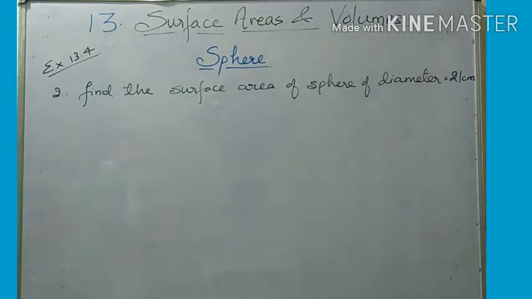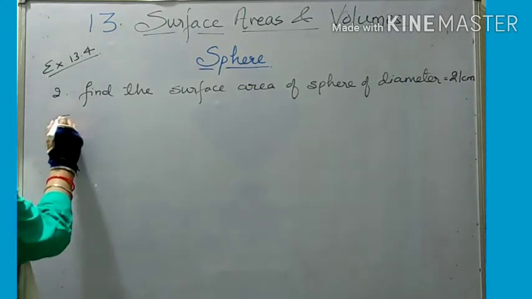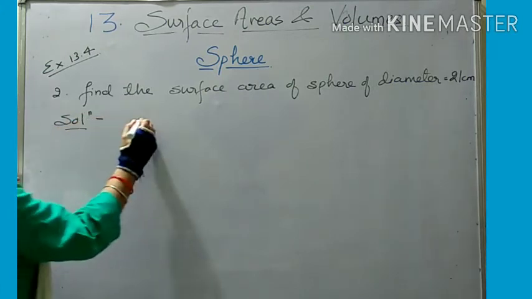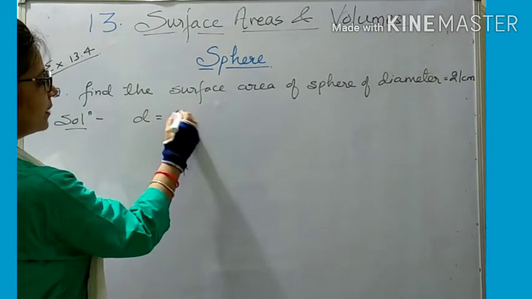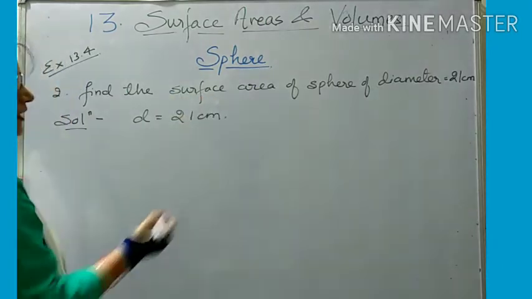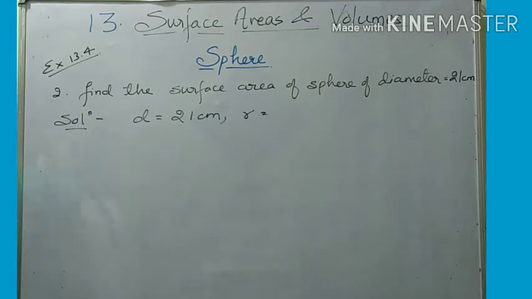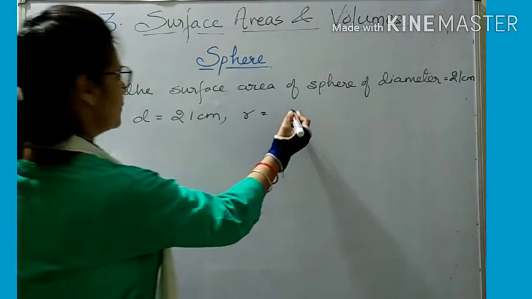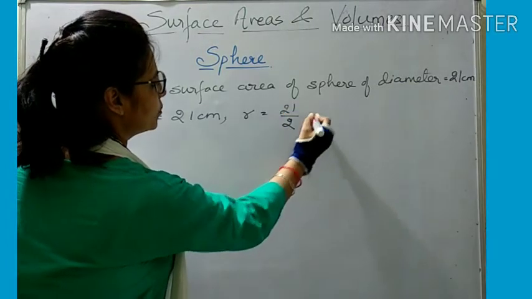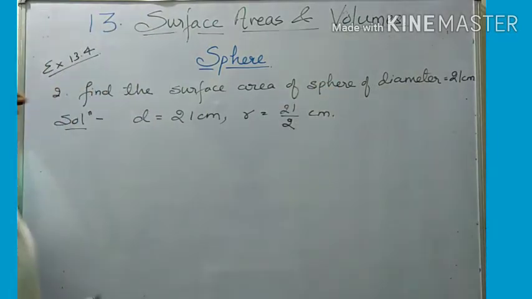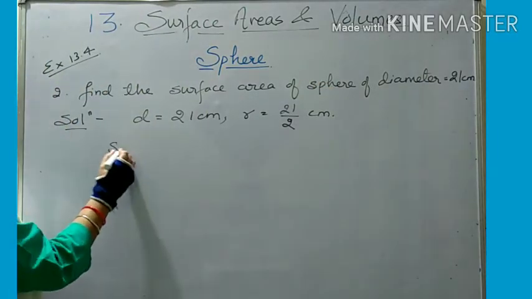So, what is given to us? Diameter is equal to 21 centimeter. So what about the radius? Now whenever the diameter is given, we have to find the radius first, because the surface area of a sphere is 4 pi r square. So the radius will be 21 upon 2 centimeter. Okay.